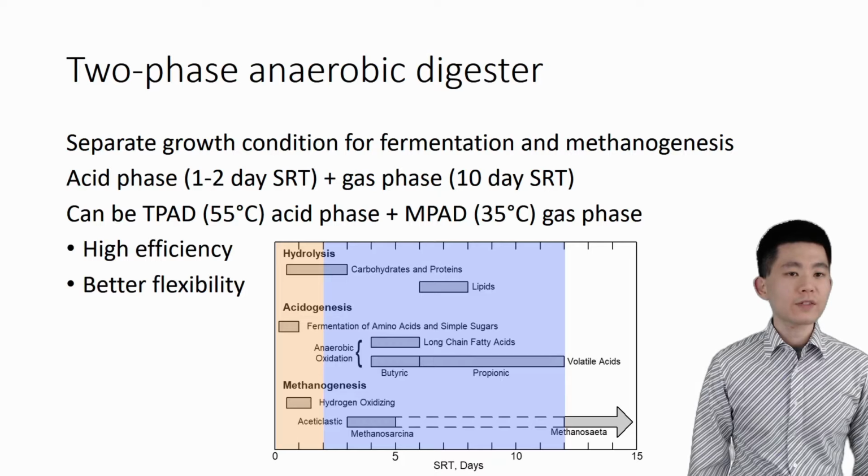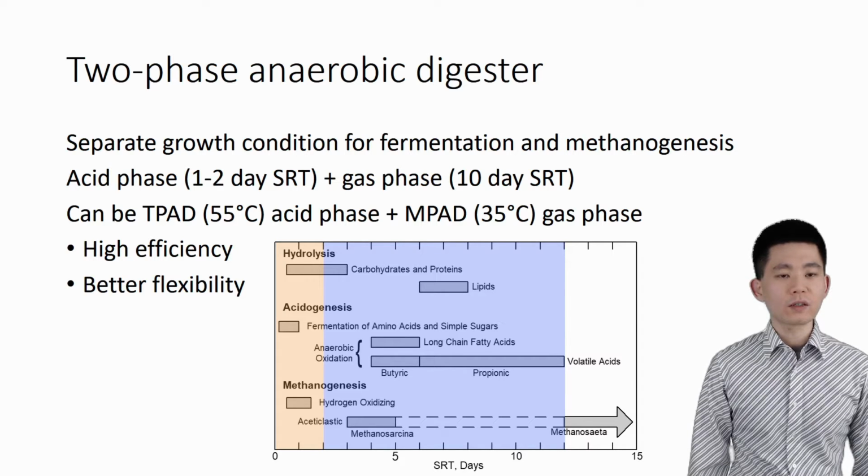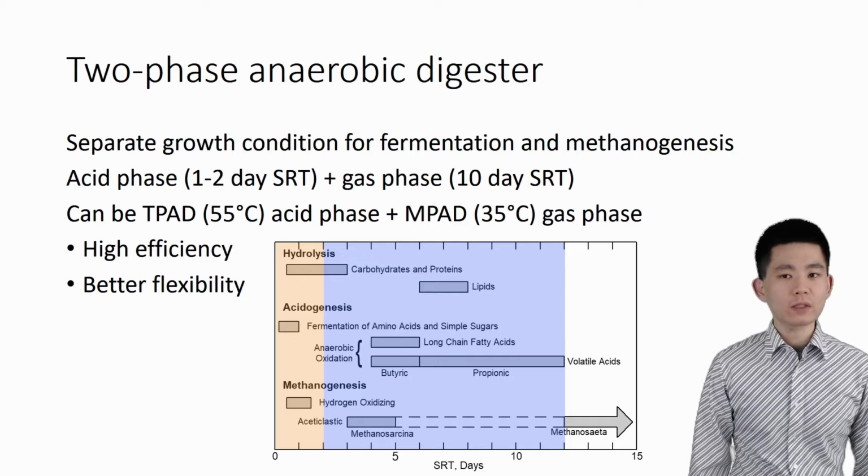Then the second gas phase reactor is much larger and has SRT of 10 days and a pH of 7 to 8 to promote the growth of methanogens and the syntrophic acetogens. Although a two-phase reactor is more complex to manage than a single CSTR, it has overall smaller footprint and higher flexibility in operation.